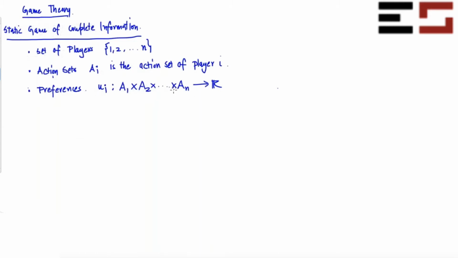So it's going to be a function from the action space to the real line. Is that okay? Is that fine? So this is the definition of a game. Okay, so this is a game. Is that clear?